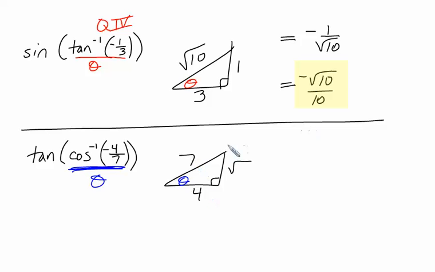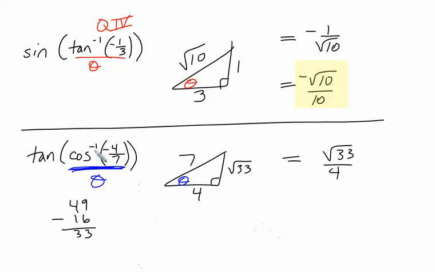49 minus 16, let's write that out to ensure that we don't make a mistake here. That's going to be 33, so this side will be the square root of 33. Now we want the tangent of that angle. Tangent would be the opposite side divided by the adjacent side. So it's radical 33 over 4.